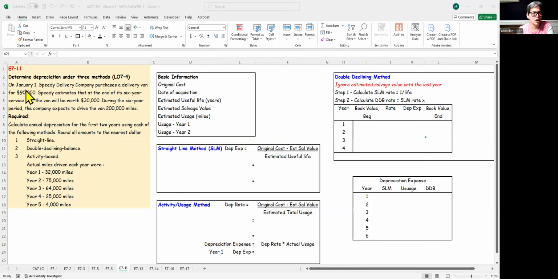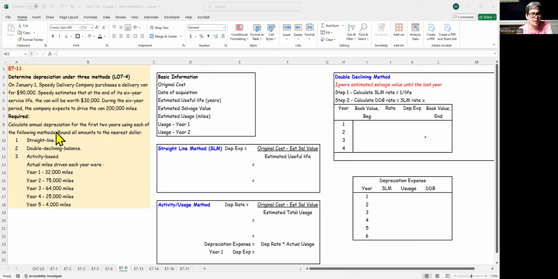So here we have on January 1st, Speedy Delivery Company that purchases a delivery van for $90,000. That's the acquisition price. We estimate that this van is going to have, at the end of its 6-year service life, it's going to be worth $30,000. So we're estimating this to be the salvage value. We can sell it for $30,000 at the end of 6 years. During the 6 years, we expect to drive the van 200,000 miles. So the $90,000 I know for sure. Everything else is an estimate.